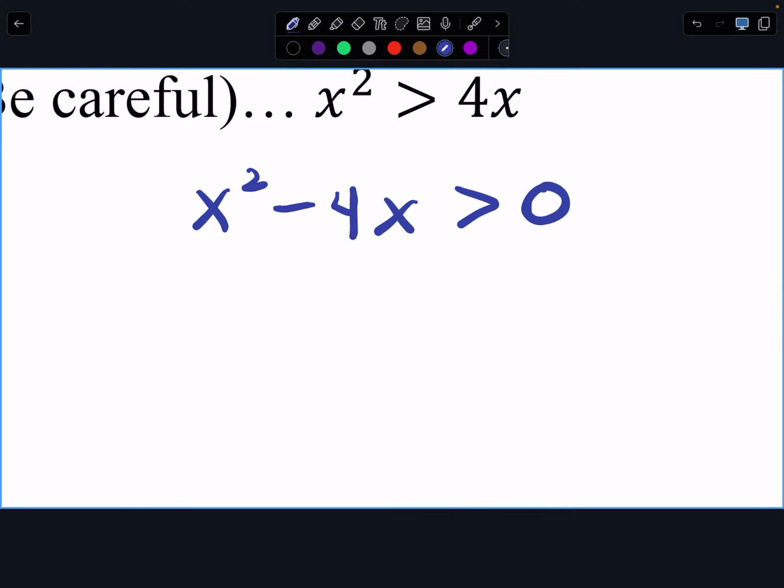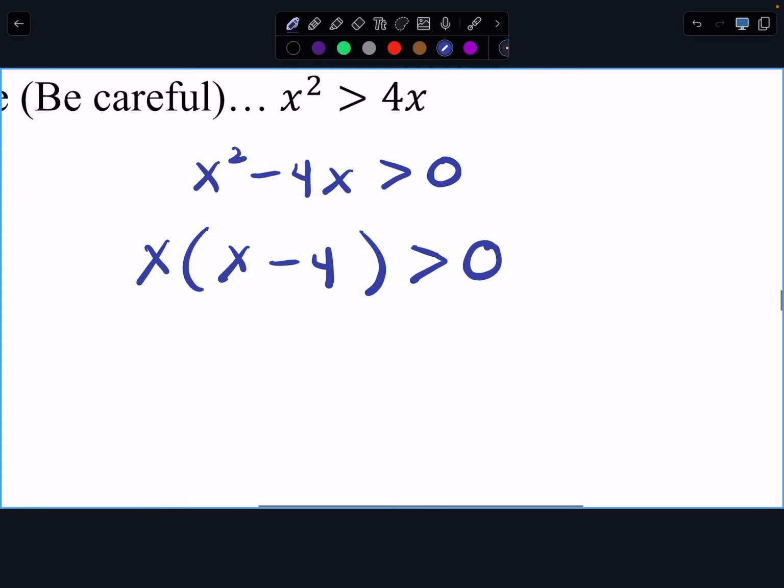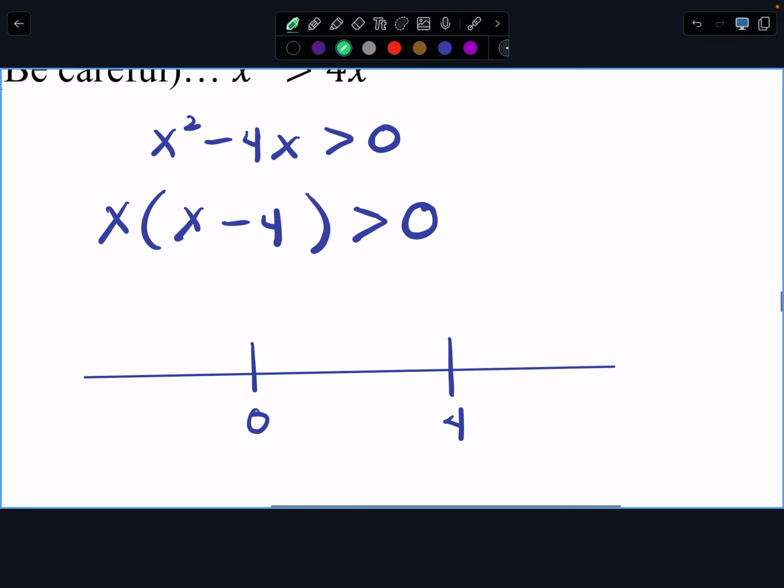We can factor out the GCF of x so that we can see the values that would make that quadratic 0. We put those values on the analysis line in order. And then choosing test values, so like if we use -1, 1, and 5.